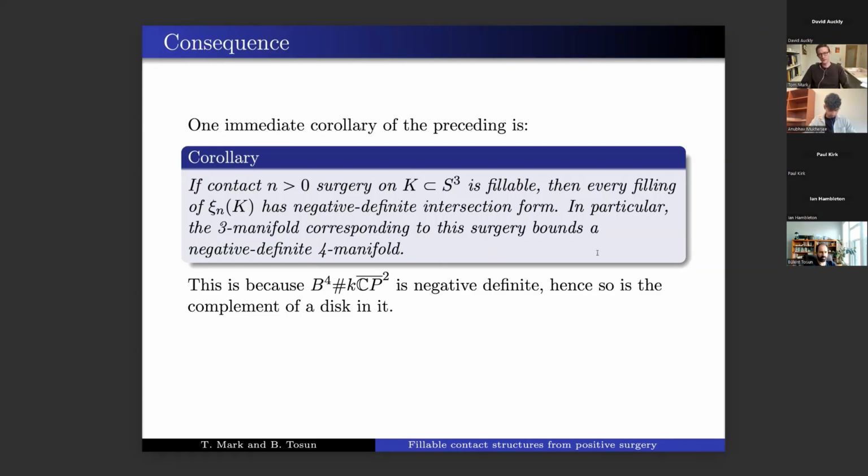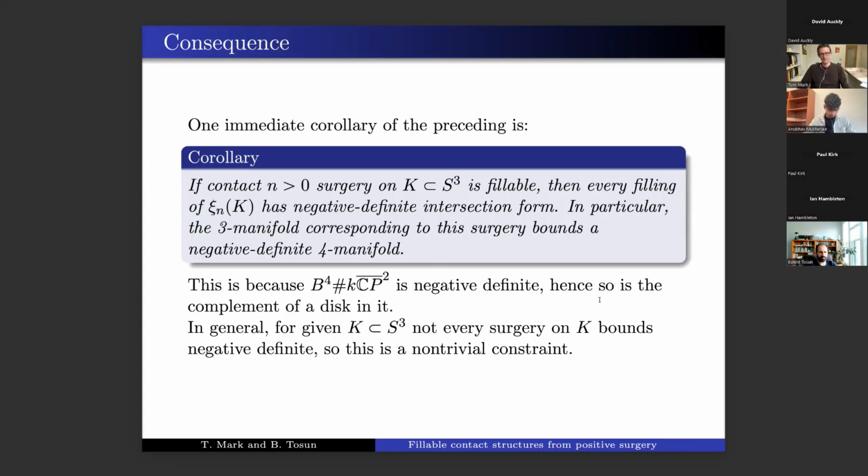So in particular, there's a topological consequence that the smooth surgery you do on the 3-manifold has to be smoothly the boundary of a negative definite 4-manifold. And it's not obvious that that's just going to happen automatically. So that's actually a non-trivial constraint: if you have a surgery on your knot that doesn't bound negative definite, then that surgery can't correspond to a fillable contact surgery.